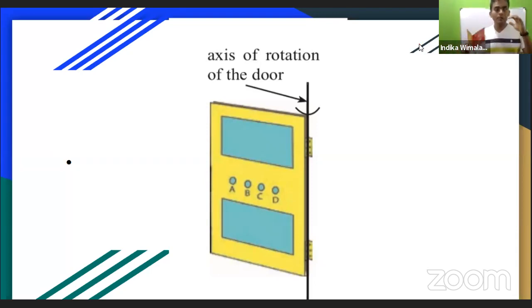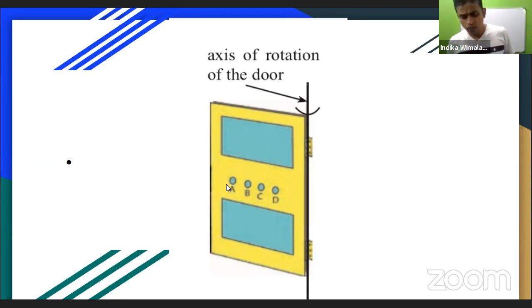But practically, if you try to open this door far from the axis of rotation, it's very easy to move. That's why door locks are fixed somewhat far from the axis of rotation. Otherwise we could fix the door lock from here. So we don't fix the door lock at point D; we fix it at point A. Why? Because when the distance from the axis of rotation increases, it's very easy to move this one.